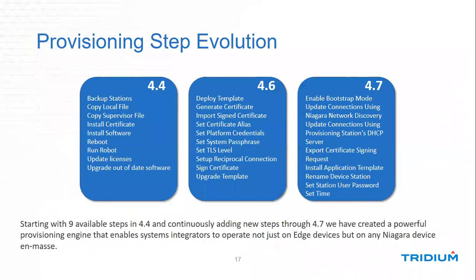To give you an idea of where we've been and where we are with provisioning, and I'm not going to go over each one of these individually, don't worry, but essentially in 4.4 we had 9 different provisioning steps that allow you to do some simple things across multiple devices. In 4.6 we added another 10 or 11. In 4.7 on top of that we added another 12 or 13.